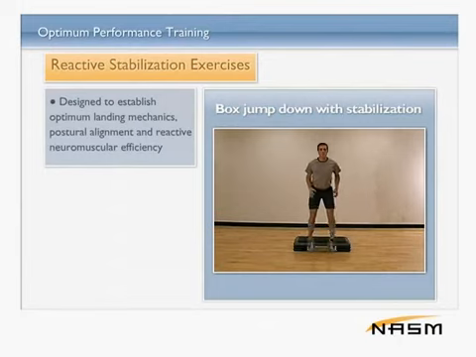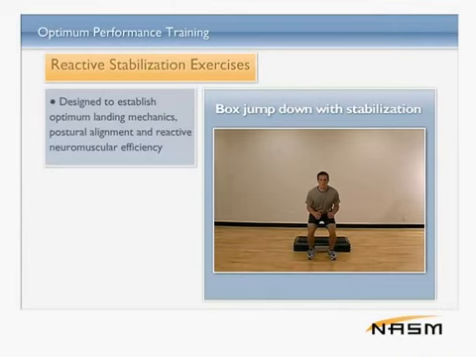The second example exercise is a box jump down with stabilization. Stand on a box or platform with your feet shoulder-width apart and pointed straight ahead. Maintain the drawing-in maneuver and jump off the box and land on the floor, keeping the toes pointed straight ahead and knees directly over the toes. Hold the landing and step onto the box and repeat as instructed.